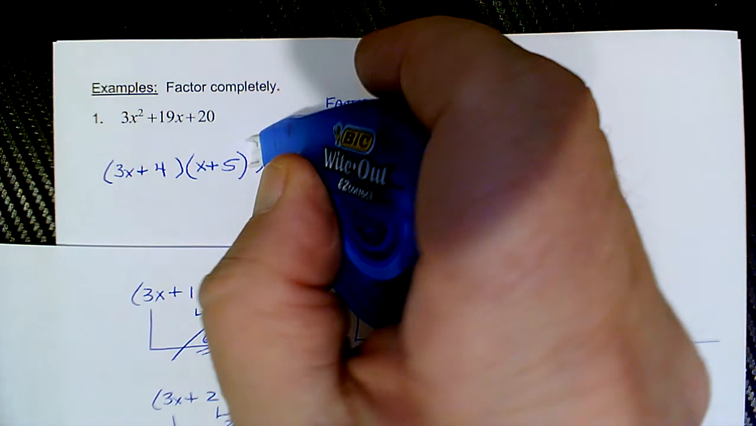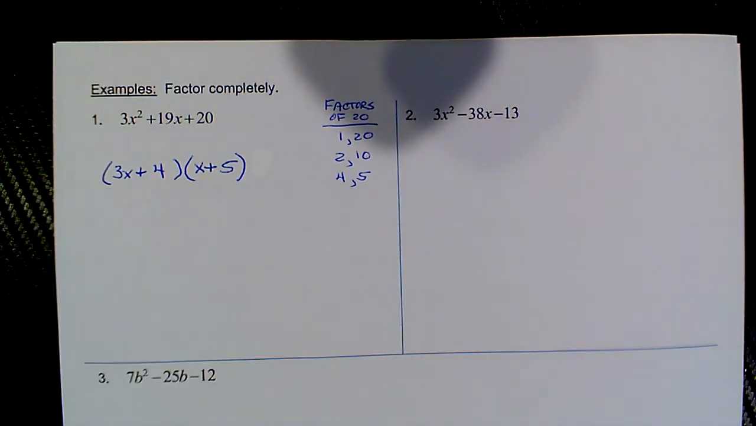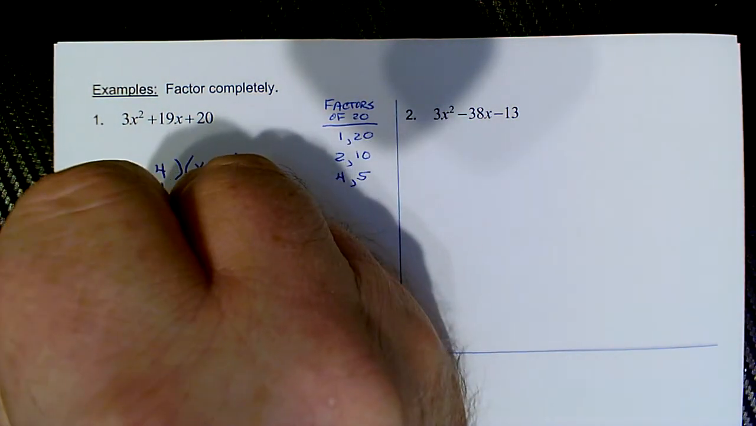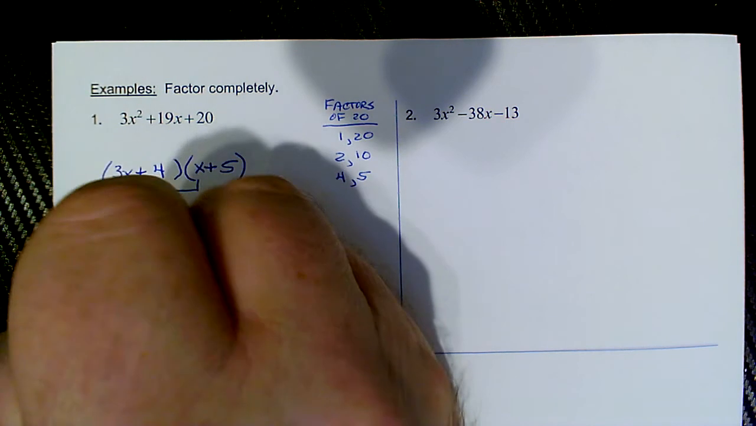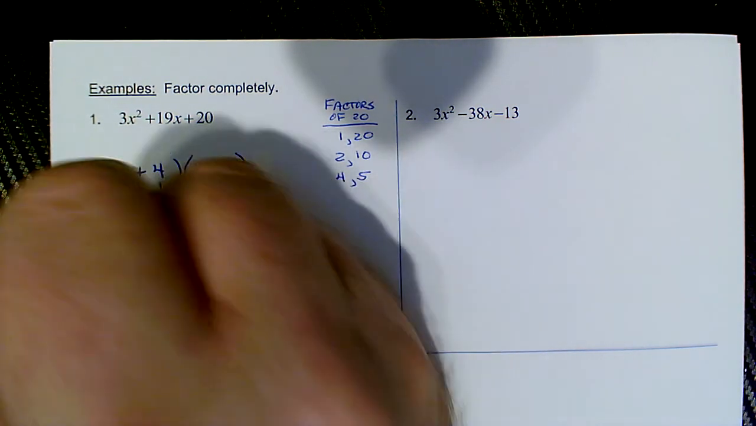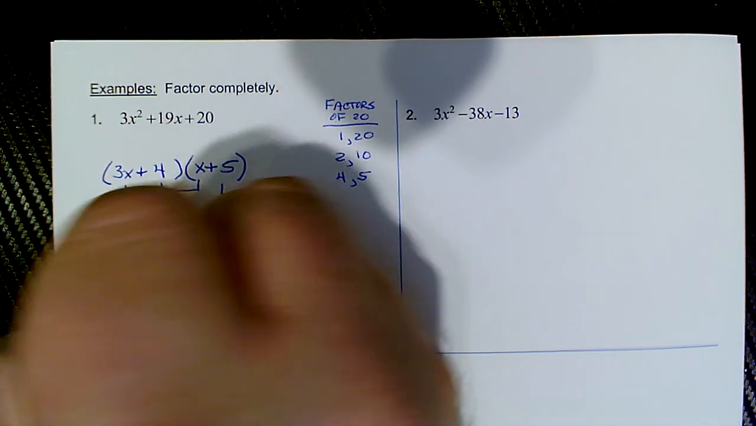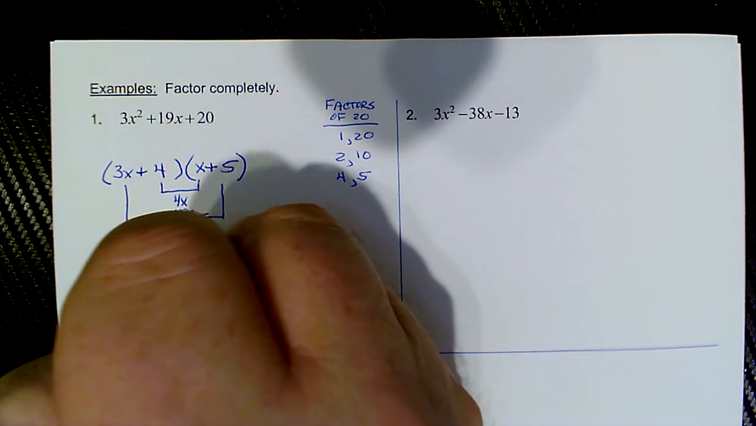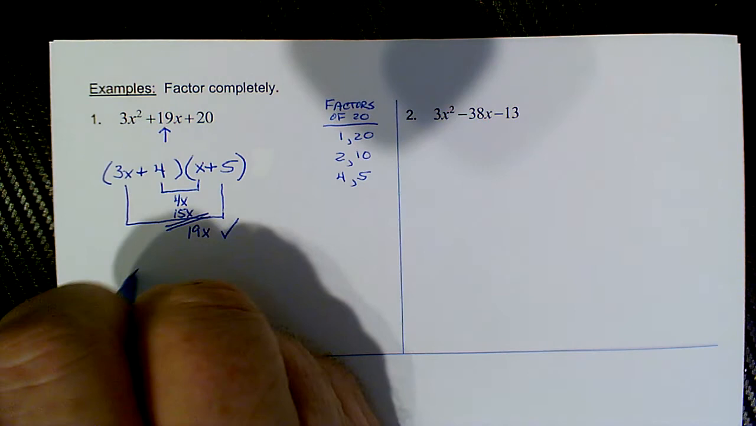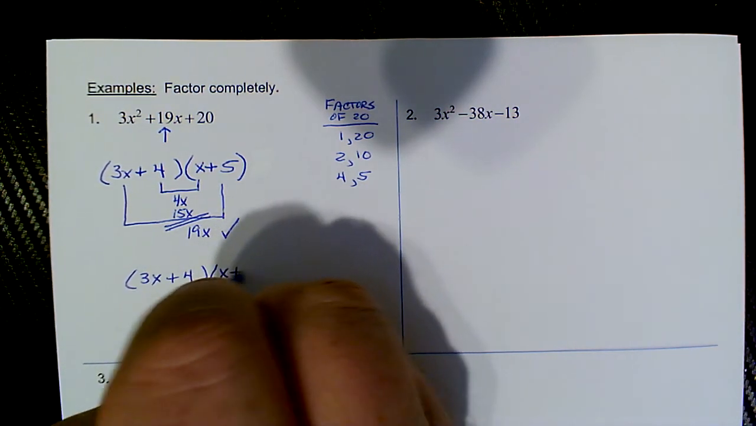And then we'll check this by foiling. But really all you have to do is check the outers and the inners. We get the 4x and 15x, which combined to give the 19x. And that was what we were looking for. So the correct factorization, 3x plus 4 and x plus 5.